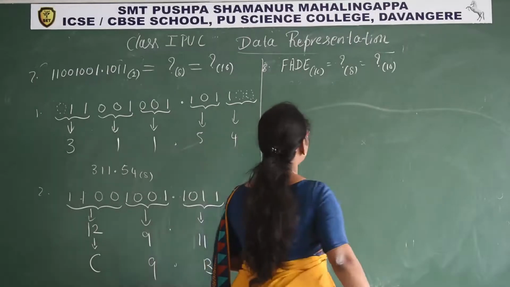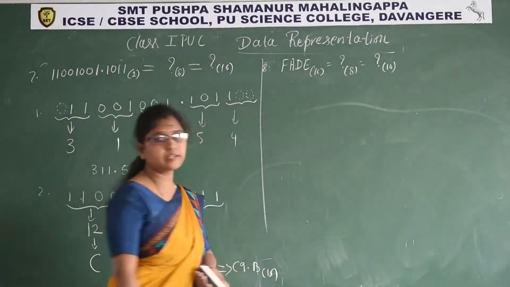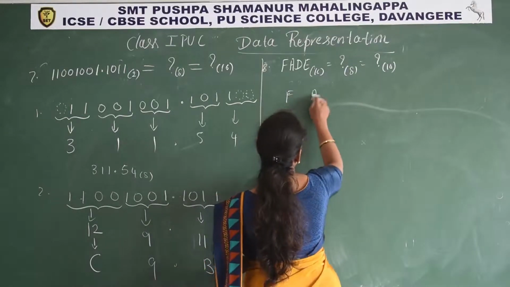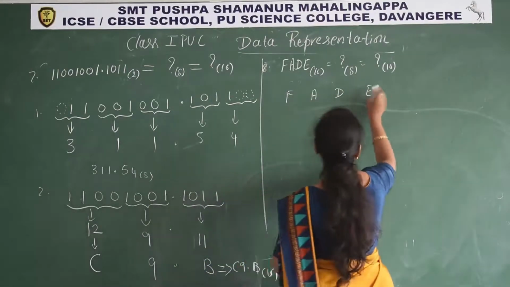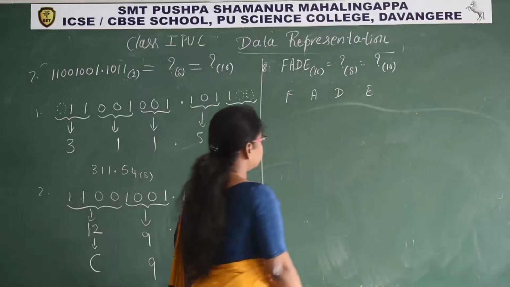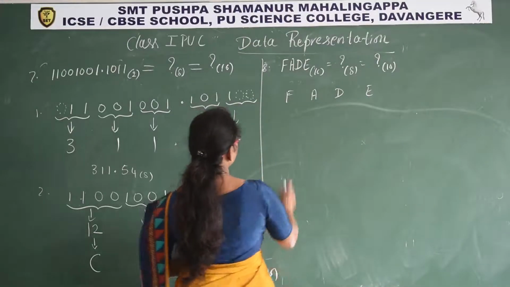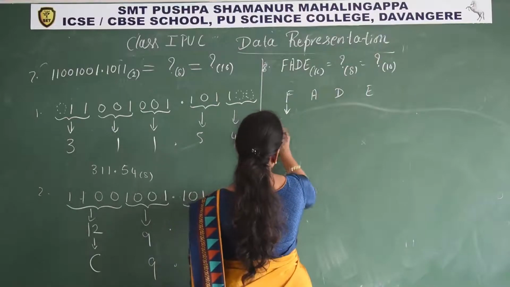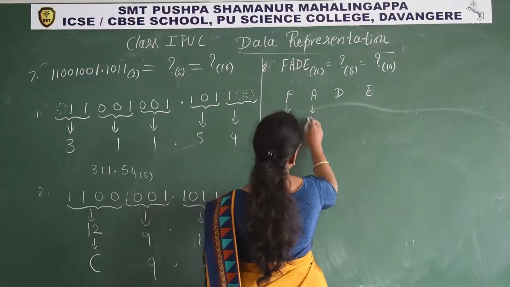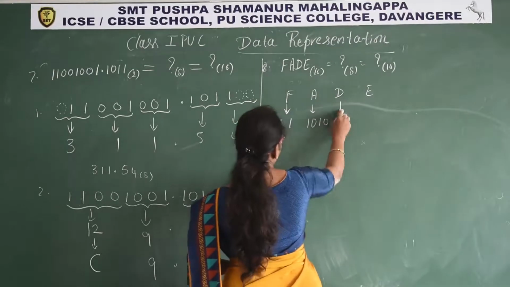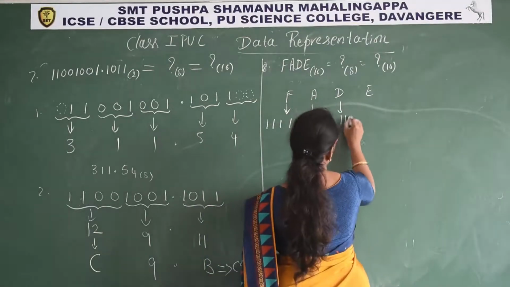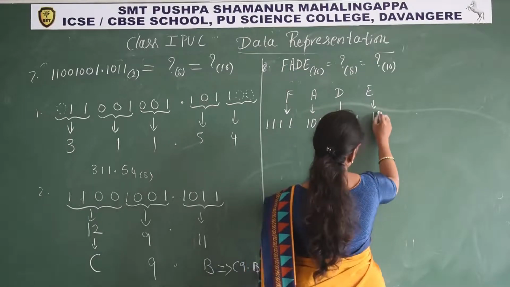Now, first we have to convert the hexadecimal number to the octal system. F, A, D, E. Let us write the 4-bit binary for each digit. F means 15, A is 10, which is 1010, D is 13, E is 14.